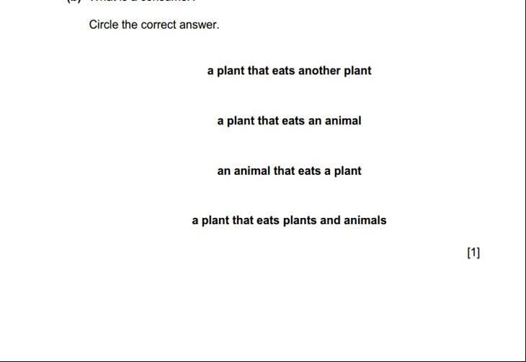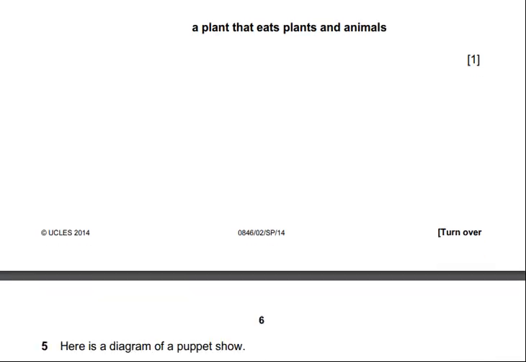Question B, what's a consumer? Circle the correct answer. This is a kind of definition. You have to find which one is correct, which sentence tells you about the meaning of consumer. A plant, the first one, a plant that eats another plant, false. A plant that eats an animal, again false. Third, an animal that eats a plant, yes, this one is correct, so you circle the third one, and the last one is also false.